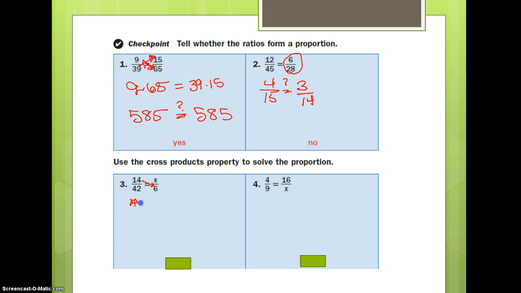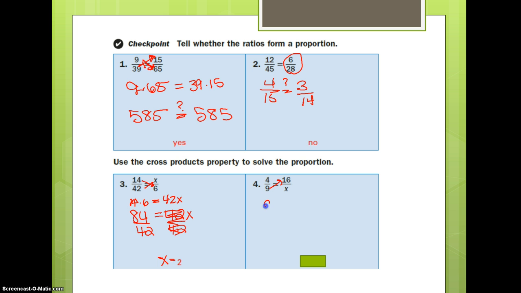You're taking 14 times 6 and set equal to 42 times x. 14 times 6 is 84. It's set equal to 42 times x. Divide by 42 to both sides. 84 divided by 42 is 2. Remember, these cross out on the right because 42 divided by 42 is 1. So x equals 2.